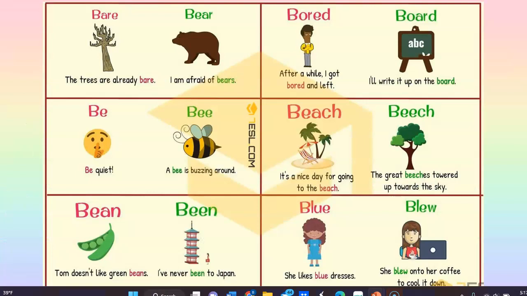Here are a few more examples of different homophones. We have bare, the trees are already bare, or bear, I am afraid of bears. Bored, after a while I got bored and left, or board, I'll write it up on the board. Be for be quiet, and bee is buzzing around. Beach, it's a nice day for going to the beach, and beech, the great beeches towered up towards the sky. We also have been and bean, and then blew and blue.